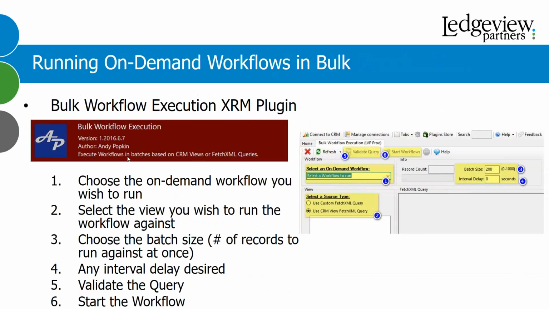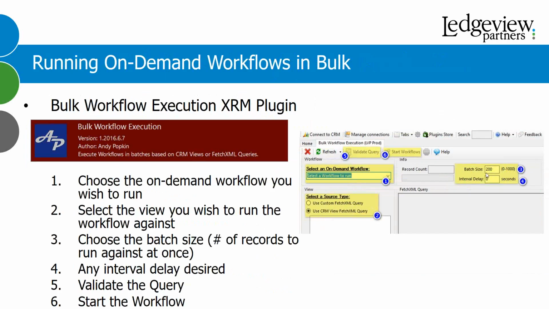So what you want to do is click on bulk workflow execution and choose the on-demand workflow you wish to run. You would choose that here, then select the view. So basically you want to create a view for the specific records you want to run this workflow on. You want to make sure you have all your filtering and everything set up correctly, because it will run the workflow on all of those records.